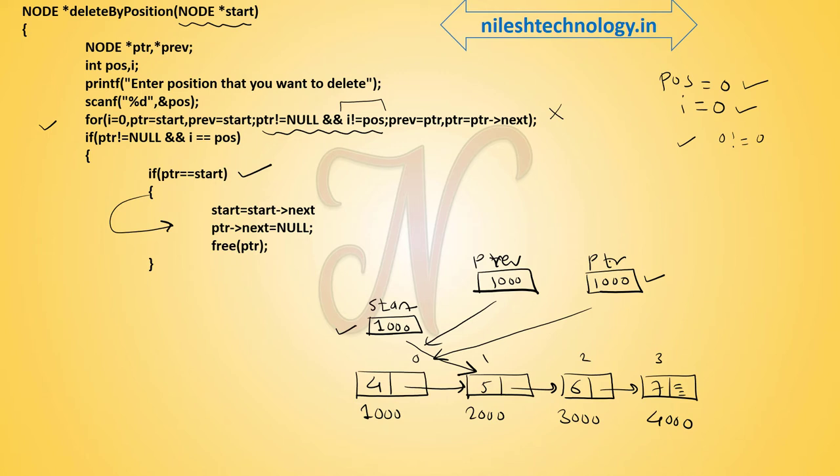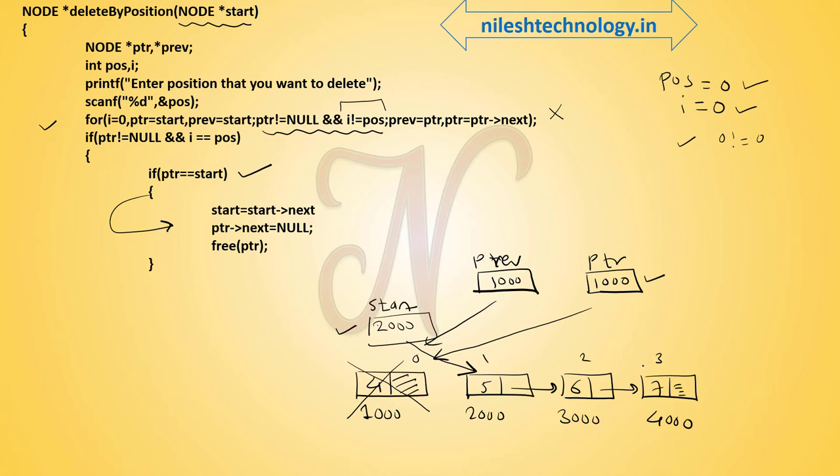See here, ptr, which is pointing to this first node, its next is null. And then free ptr, so this is removed from the memory. And this address 2000 is assigned here, and we return this start. So now the linked list is 5, 6, 7. Like this way we remove the first node.